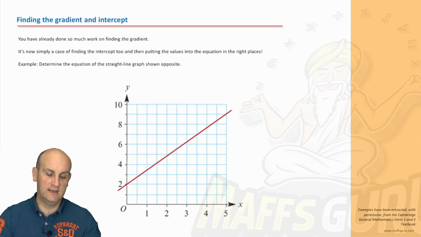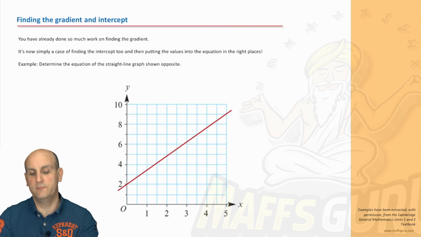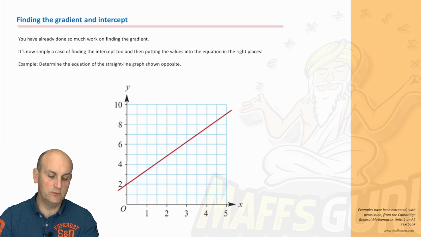All right, let's have a look at an example. We've done so much on the gradient before, all right? So let's have a look. Can we determine the equation of a straight line graph from the graph shown? It says opposite, but it means below.